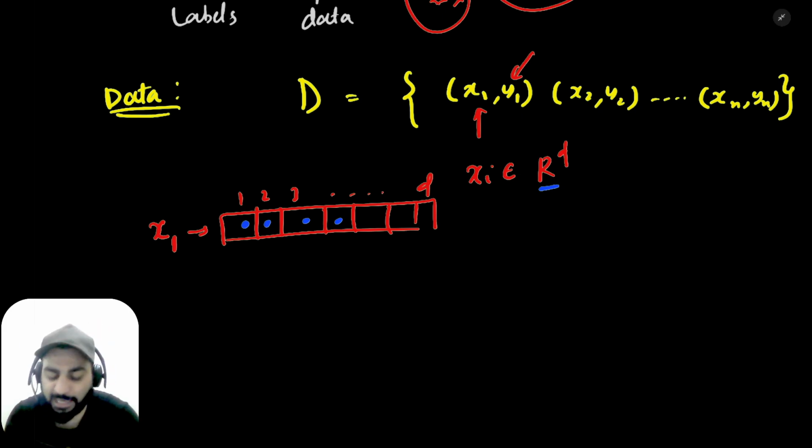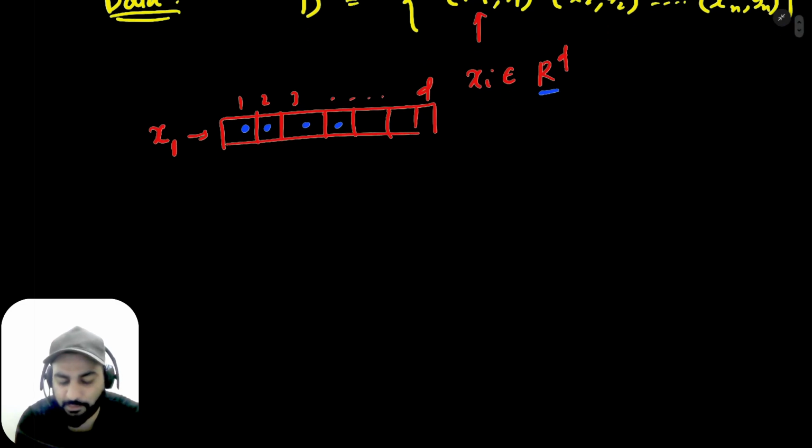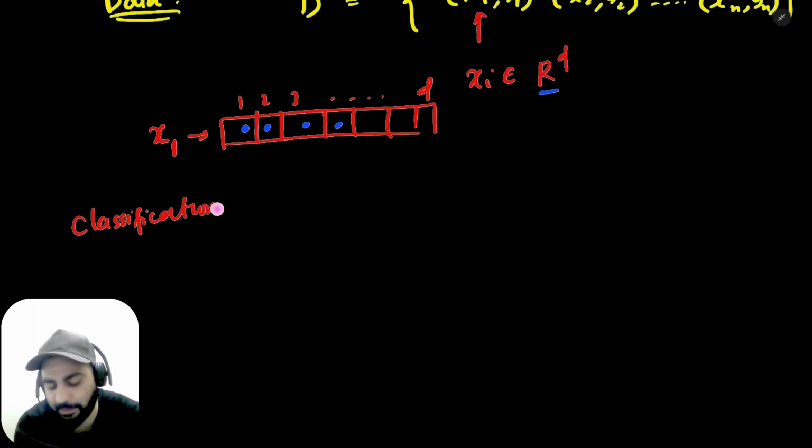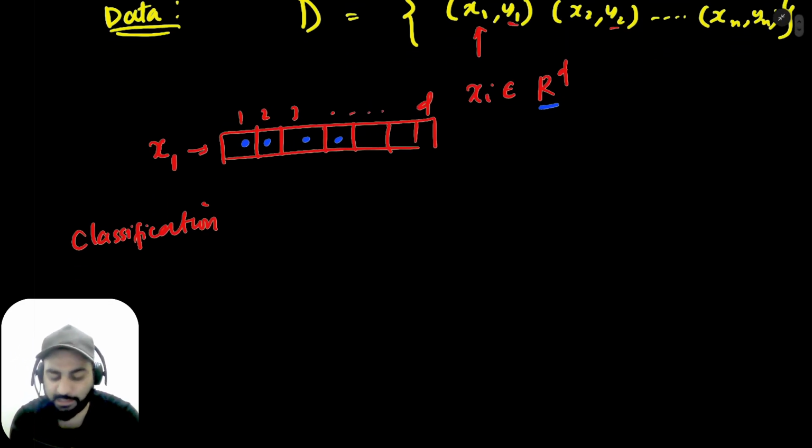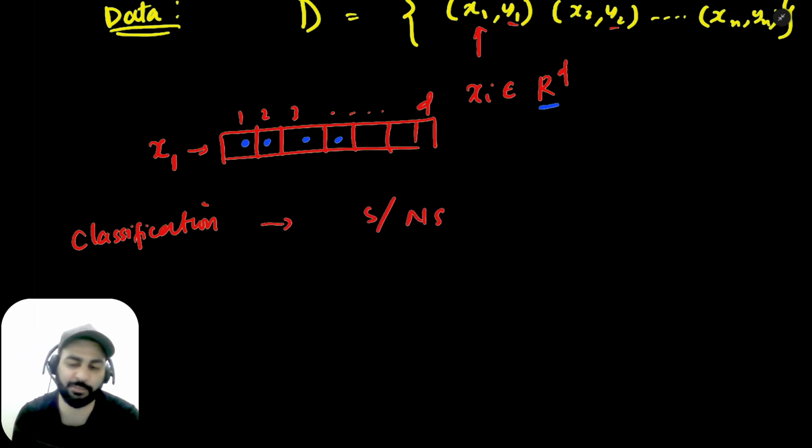We have seen it can be a classification problem. So what is the meaning of classification? Classification basically means the labels that we have take some discrete values. Let's suppose, classification, I'll say spam or no spam. This is a classification problem.